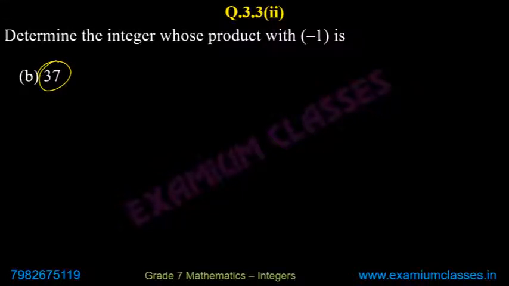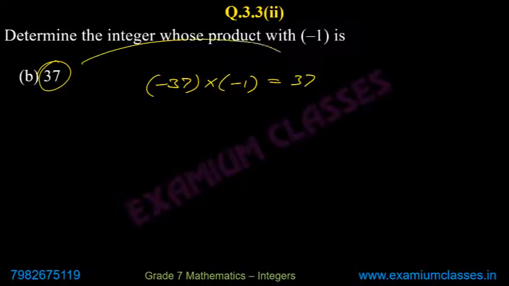Yes, there it was -22. Here it will be -37. -37 when multiplied with -1 will give you 37. Minus into minus will give you plus 37. Result has to be positive. It means on the left hand side, there can't be one negative. Both numbers have to be negative.